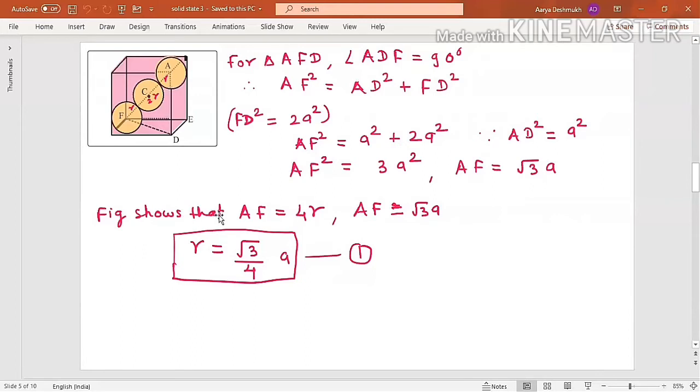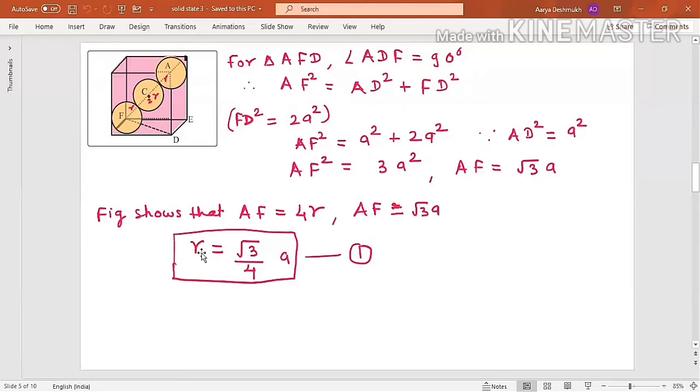Now the figure shows that AF equals 4R. You can see here, this is for the body-centered cubic lattice. This AF is equal to twice R plus R, and this plus R. So that is equal to 4R, 2 plus 1 plus 1. So it is equal to 4R. So AF, from this discussion we know that AF equals square root of 3 A.